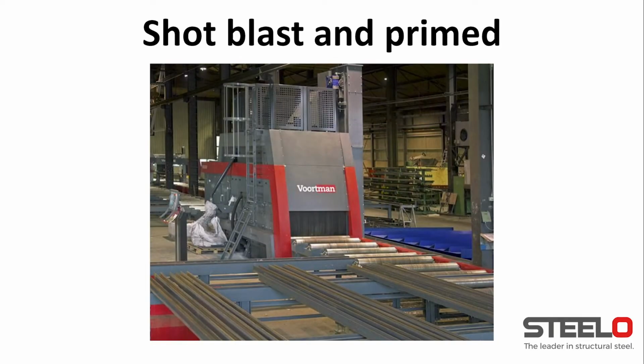Shot blast and primed means that this beam has gone through a machine that first shot blasted, so it uses small tiny particles shot at the steel beam at very high speed, so it basically gets rid of anything from the surface of the beam. And in the same machine, but at the other end, it is primed. Normally it is applied by spraying primer onto the steel beam, and then it comes out of the machine very nice because it's smooth and the paint is very fresh, so it's nice and shiny.